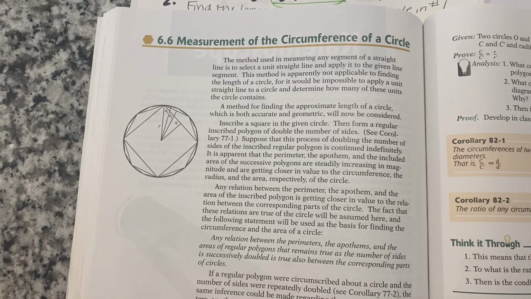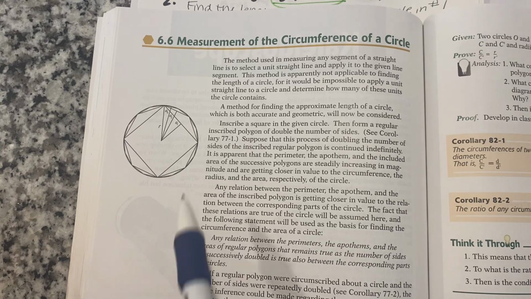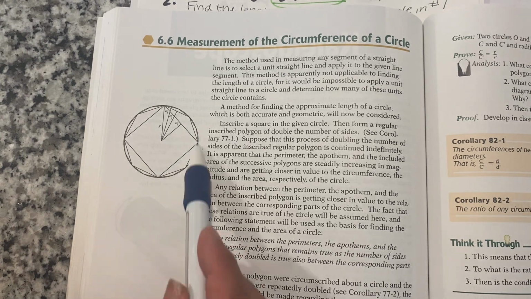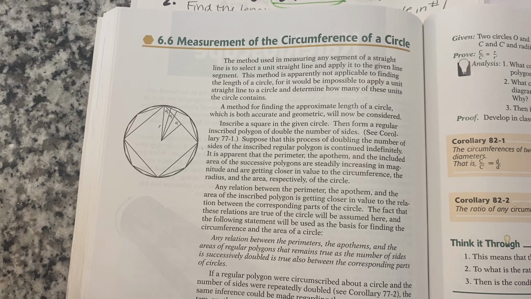So we're in geometry, section 6.6, the measurement of the circumference of a circle. The circumference of a circle is the measure around the circle. The method used in measuring any segment of a straight line is to select a unit straight line and apply it to a given segment. But you can't do this with a circle, can you? Because circles do not make straight lines. And so we have to have another way.